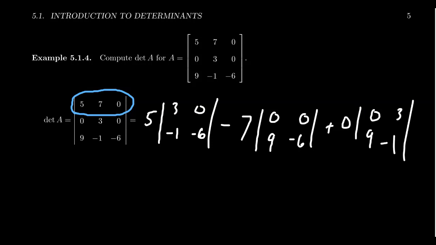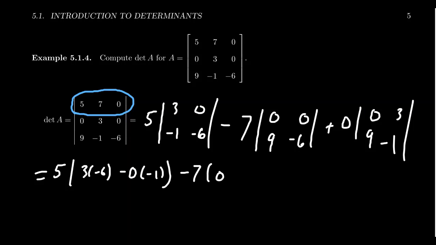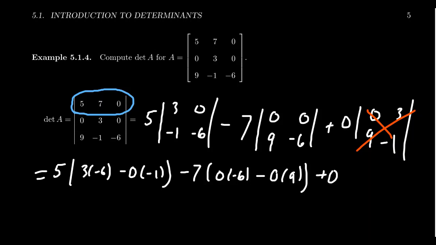And so that formula we had seen previously, that recursive formula, would expand for a 3x3 matrix in the following manner. For each of these 2x2 determinants, we're going to use that formula from the previous slide. So we get 5 times, 3 times -6 minus 0 times -1. That's the first 2x2 minor determinant. Then we get -7 times, 0 times -6 minus 0 times 9. And then the last one, we get 0 times, well, who cares, honestly, because whenever you multiply something by zero, the product's going to be zero. So it doesn't matter what this minor determinant turns out to be. I'm going to save us some computational effort and just keep the zero there at the end.